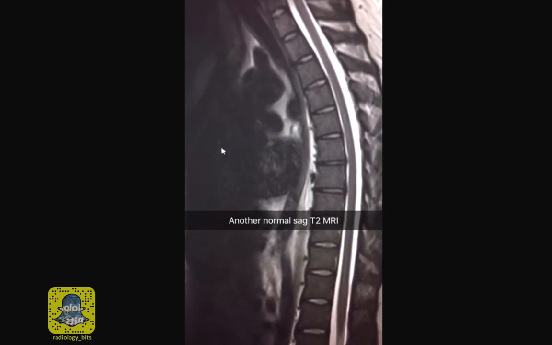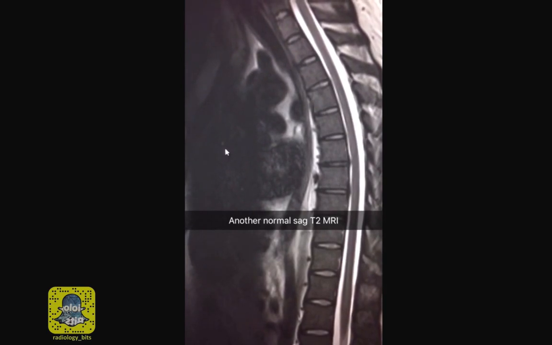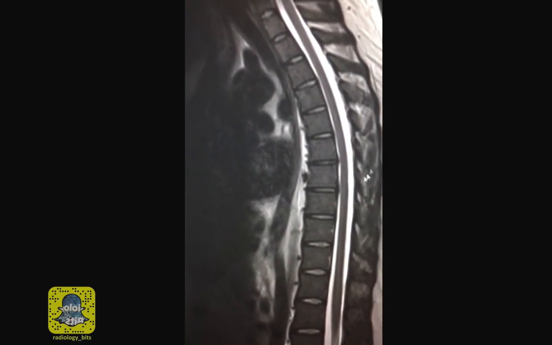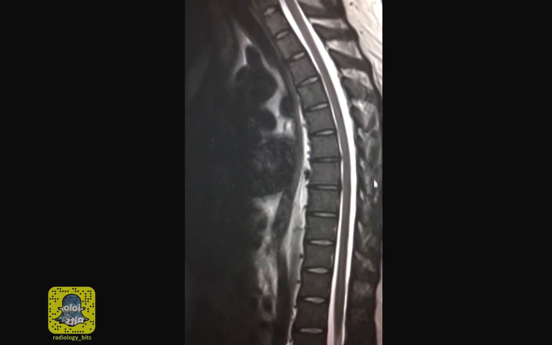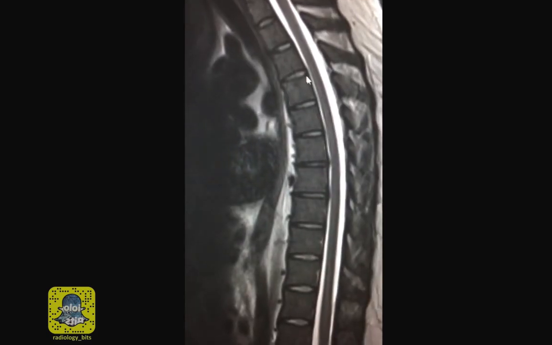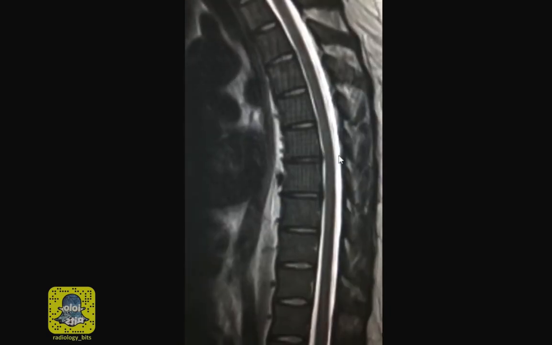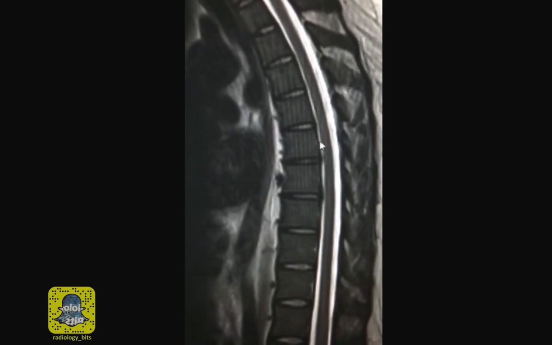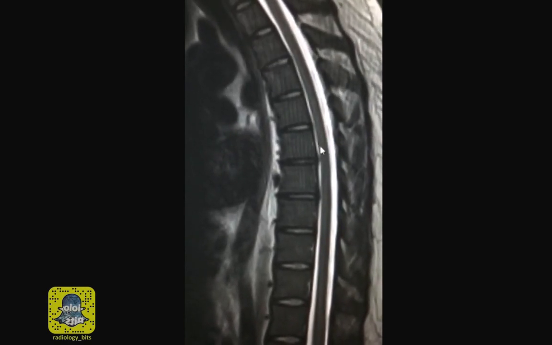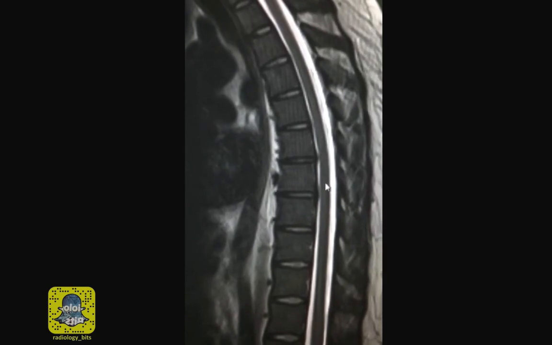Now this is another normal case to show some anatomical landmarks for the juniors to understand what we're talking about. This is anterior where you have the heart. This is posterior where you have the back of the patient. This here is the vertebral body. This is another vertebral body separated by the intervertebral disc. Now from here to here, this is your spinal canal containing this dark spinal cord.